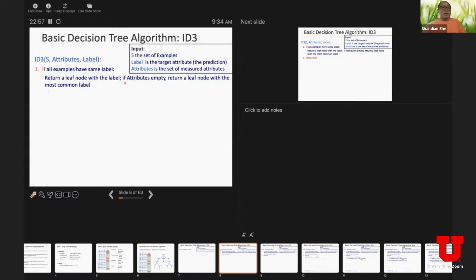And there is a second condition where we have to stop as well. That is, if the attributes are empty, then we cannot partition the data. Even if we want to, we cannot. We don't have any attribute to further partition the data. So we have to create a leaf node as well. In this case, we pick the most common label as the label for the leaf node. These are the base cases or stopping conditions. Any questions so far?